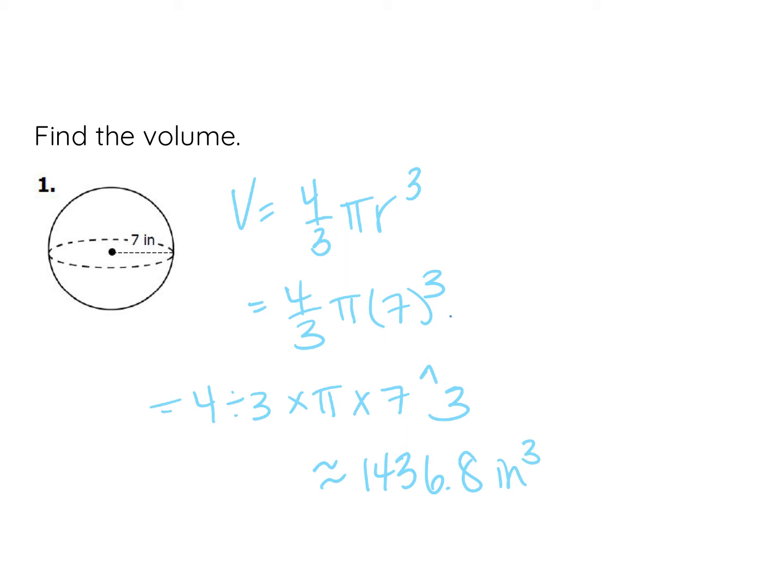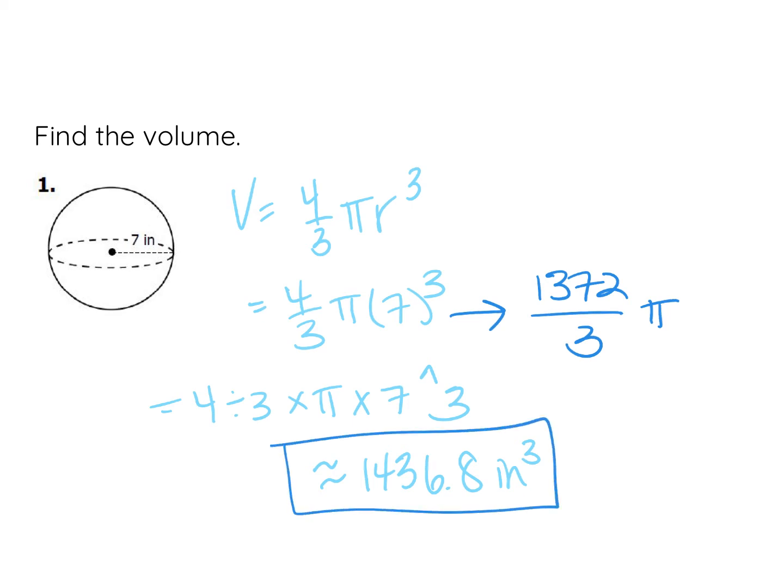If we wanted to do an exact answer, so if we wanted to leave this in terms of pi, I would take 7 to the third power, which is 343, and then take 4/3 of that. So just take times 4 divided by 3. Okay, that doesn't give me a nice even value. I get 457 and 0.3 repeating. So it would be 343 times 4, which is 1372 over 3 pi would be the exact answer. And then down here is your approximate answer.